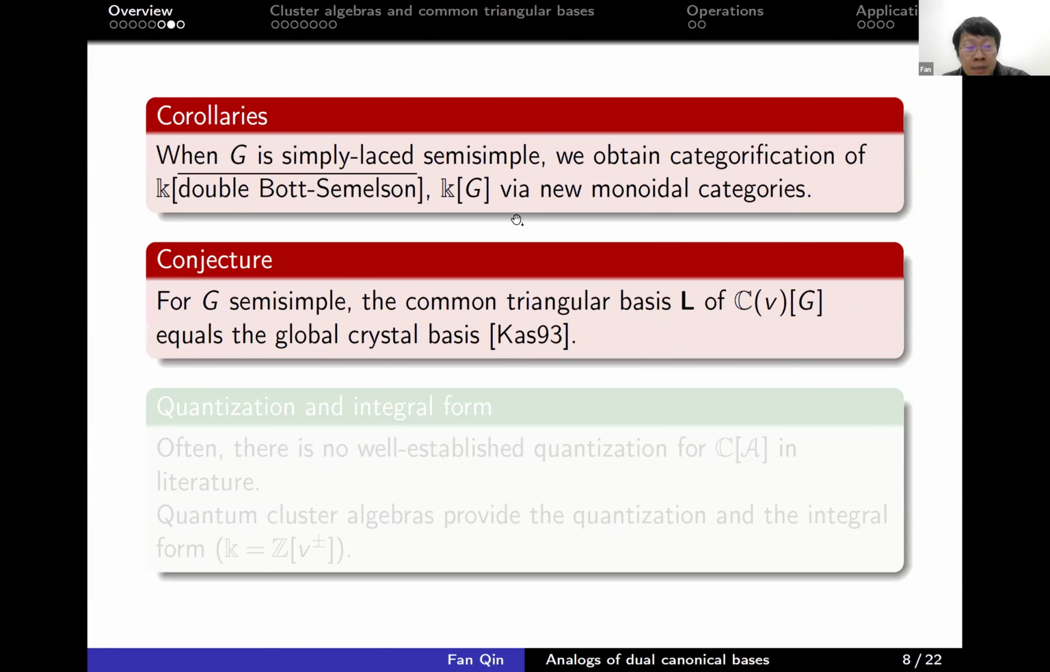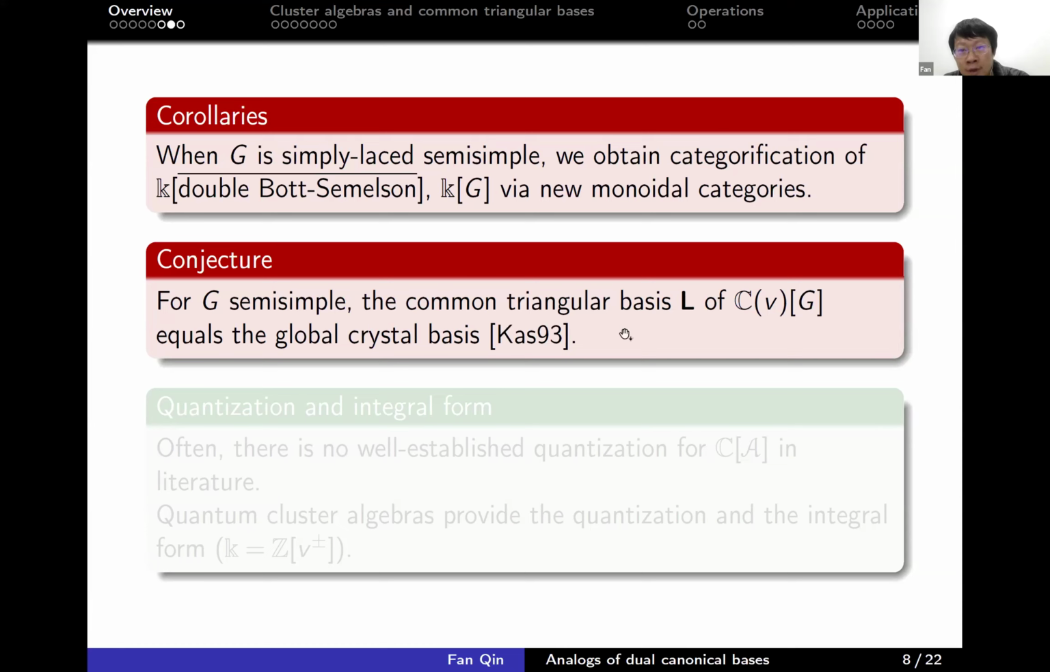And now I just want to comment, there's a conjecture for a semi-simple Lie group G. There's a well-known basis of its coordinate ring called the global crystal basis. It was invented by Kashiwara about 30 years ago using representation theory of this Lie group G. And in some sense, this crystal basis is a kind of canonical basis in the sense of representation theory. And now by extending canonical basis from quantum groups, we get another canonical one, the so-called dual canonical triangular basis.